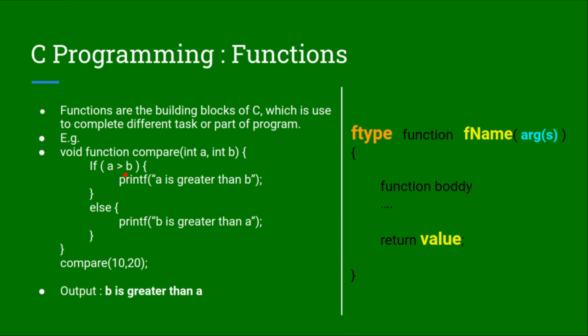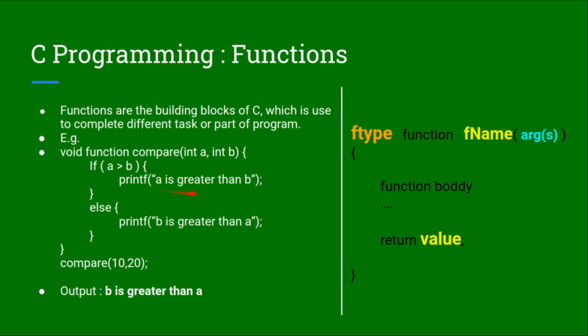Here we are comparing: if a is greater than b, then print a is greater than b, else b is greater than a. That is very simple. Here we are calling this function, compare 10, 20. So 10 will be assigned to a and 20 will be assigned to b. This is how I can use multiple variables, multiple arguments in functions. I have to send the values when I am calling the function.